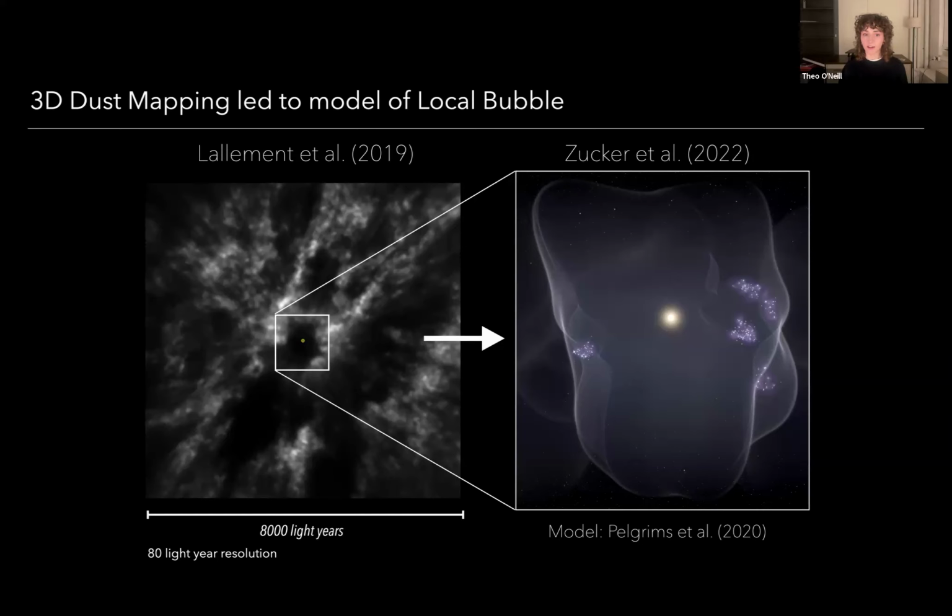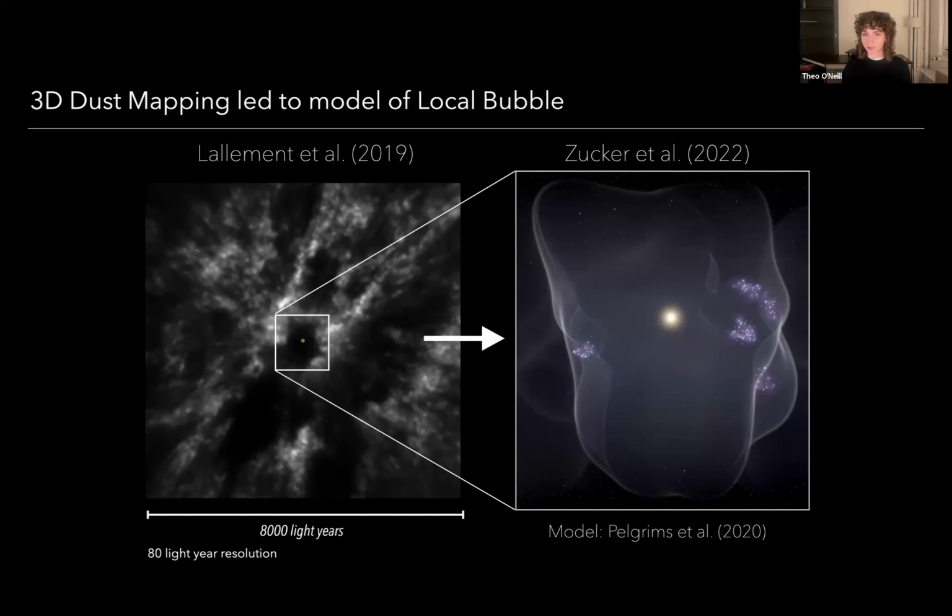So I'm showing here on the left is an example of what the output of this reconstruction process might look like. This is a map of the dust near our own sun, with about 80 light year resolution, which is quite good. And this is the map that was used to make the very smoothed model of the local bubble, which my collaborator Catherine used for her analysis of the history of star formation on the surface of the local bubble.